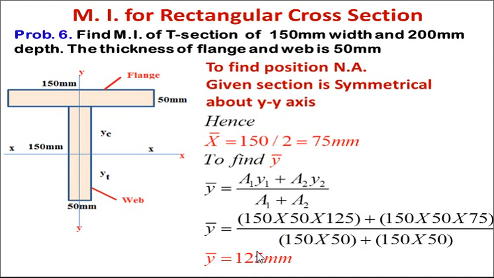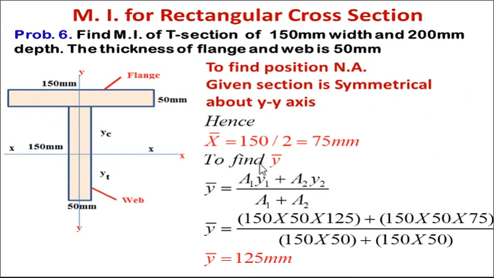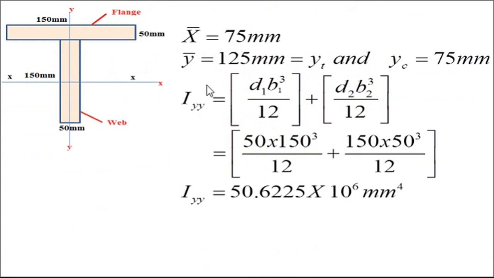Okay, you make the change and find out this y bar. Then you will get y bar. As you know, x bar we have got directly from symmetry, 75, and y bar is 125. After correcting this value, you take this value in further calculations. So here I have taken the same value, 125. Okay, so y bar means what?